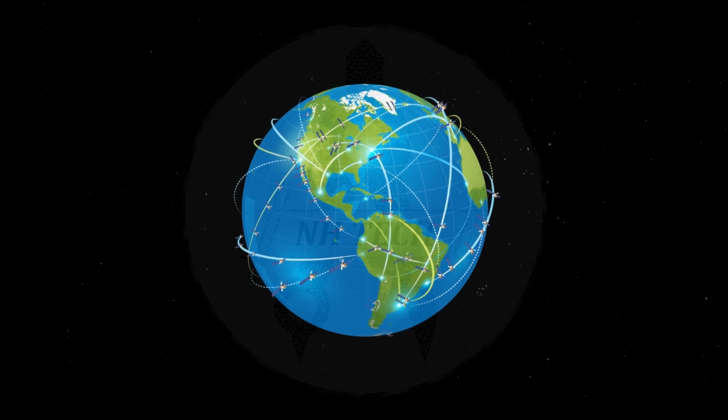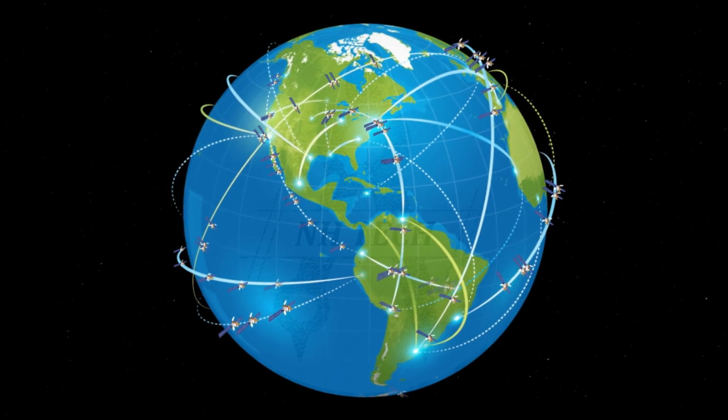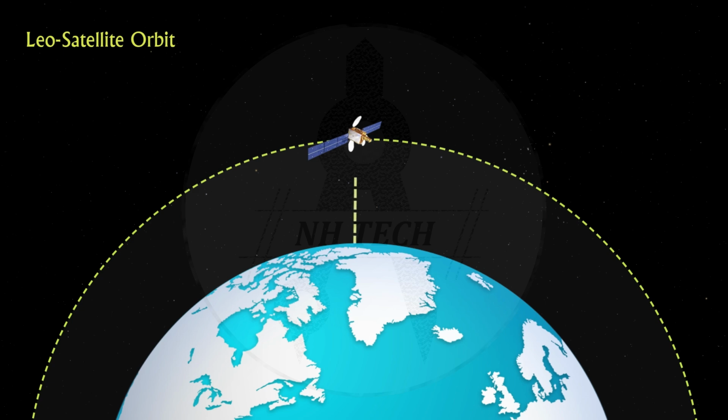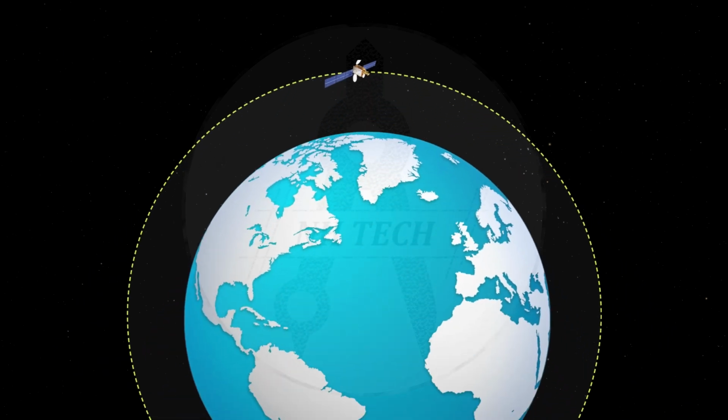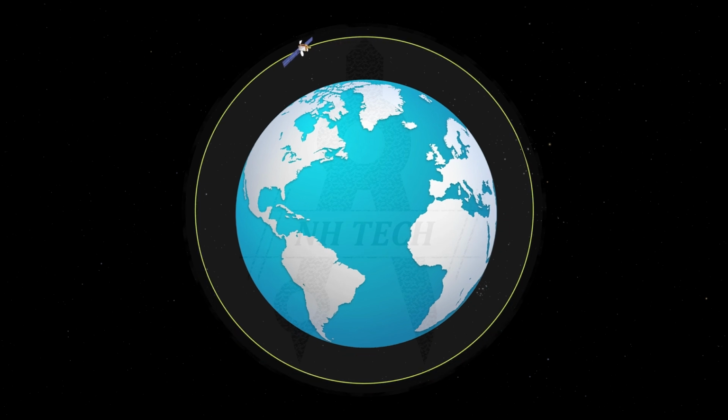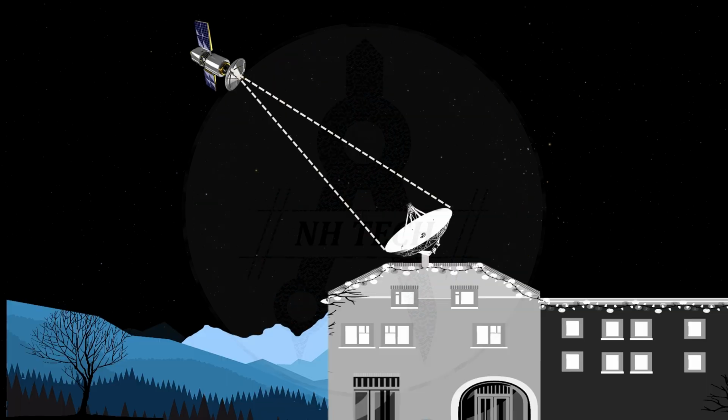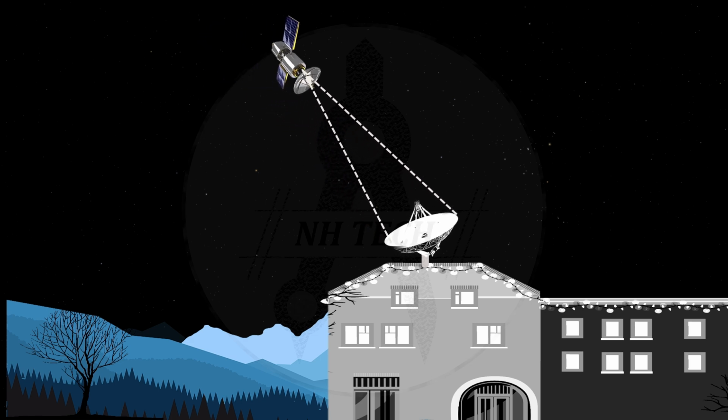To reduce latency, modern systems use low Earth orbit (LEO) satellites which orbit much closer to Earth. Because of their lower altitude, the signal travel time is much shorter, resulting in lower latency and better performance for real-time applications. But LEO satellites introduce a new challenge. They are constantly moving relative to the Earth. Unlike geostationary satellites, they do not remain fixed in the sky. Therefore, the ground antenna must continuously track the satellite as it moves.